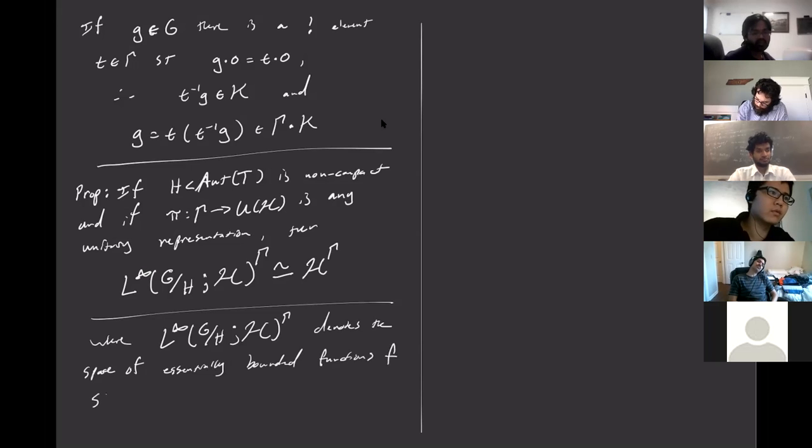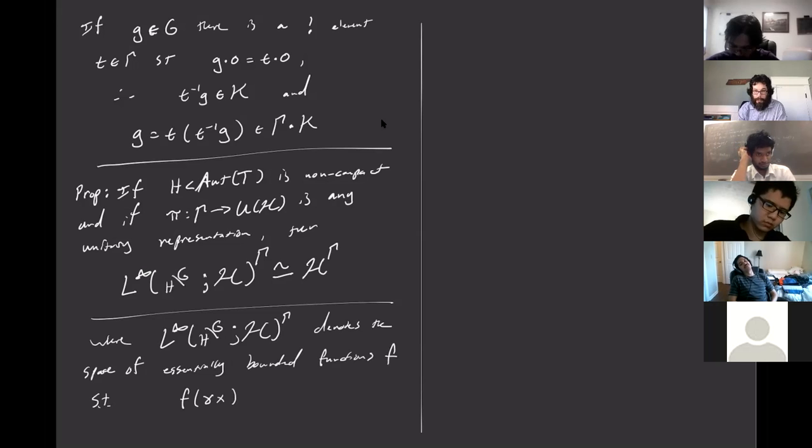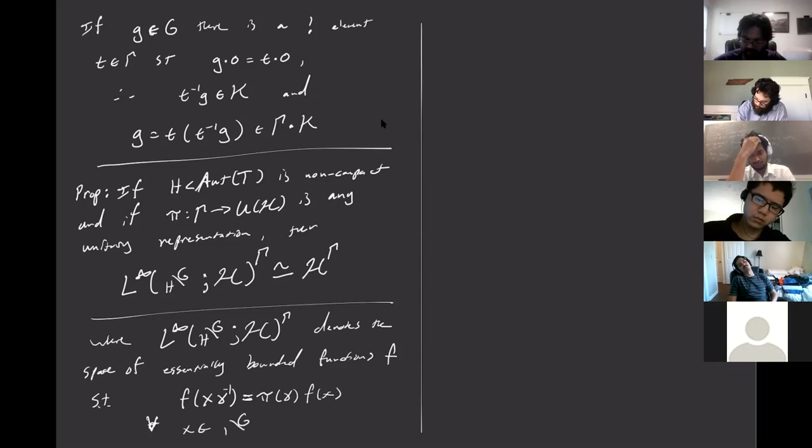F, this better be equivariant, so such that F of gamma X is... let me, to make it easier, let me take G mod H this way. So I'll think of these as right H cosets, because I want to think of gamma as acting on the right. So this is where F of X gamma inverse is equal, and we should probably put an inverse there, and then this is equal to pi of gamma F of X for all X in G mod H and gamma.